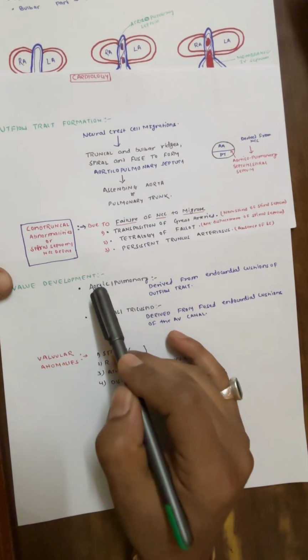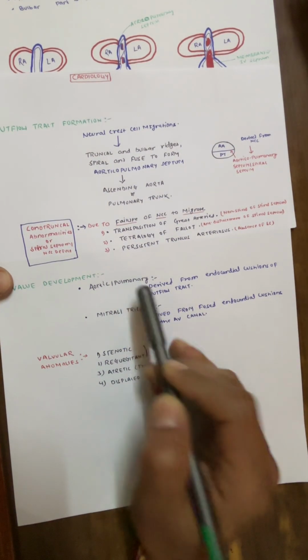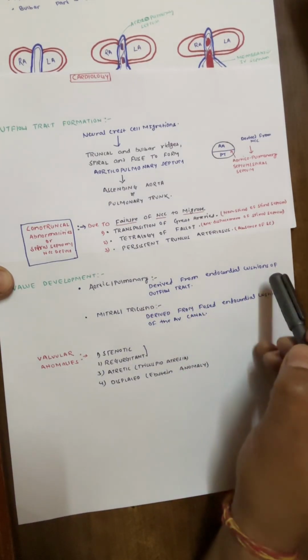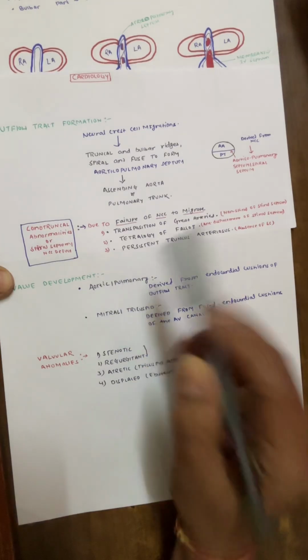Now we'll talk about valve development. Now we'll talk about the aortic and pulmonary valve. They are derived from the endocardial cushion. We all know the endocardial cushion from the previous lecture, and that will form this outflow tract.